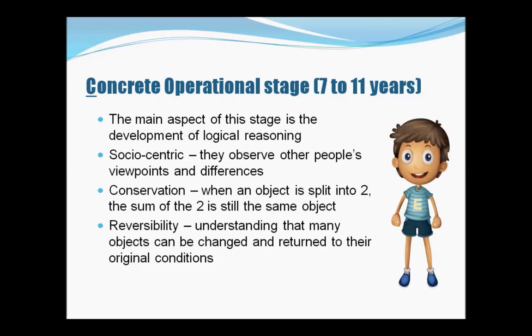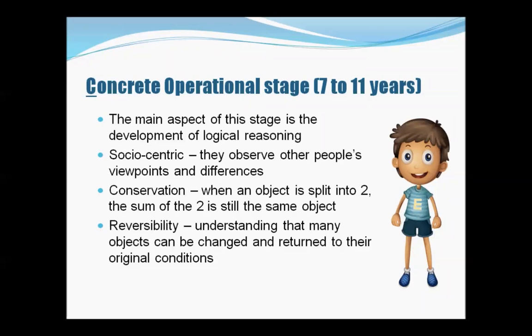Another important concept here is conservation. So basically, if a child in the pre-operational stage gets an object broken into several pieces, like a piece of candy, he or she wouldn't understand that some of these pieces would actually still be the same candy. In this age, however, the child understands that if a candy is broken into multiple pieces, all of the pieces together would be the same candy. That's conservation.